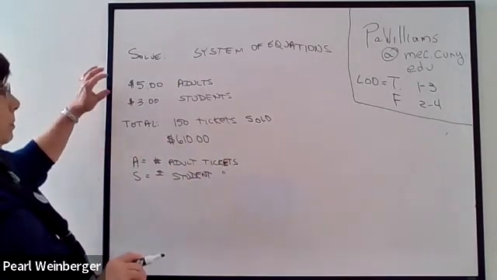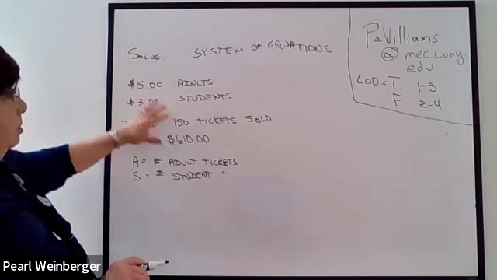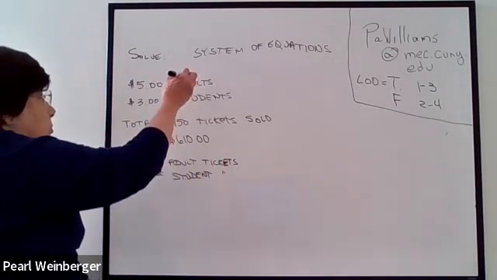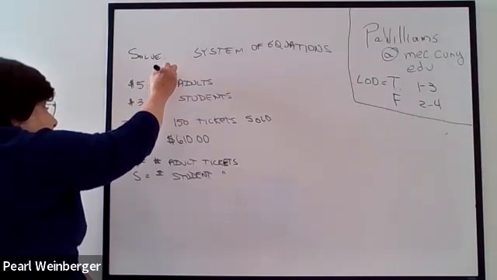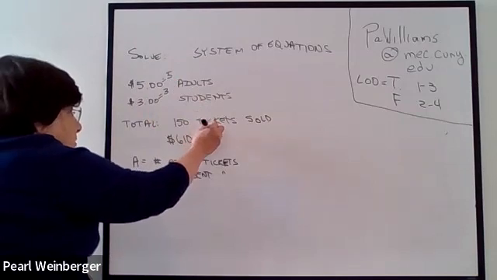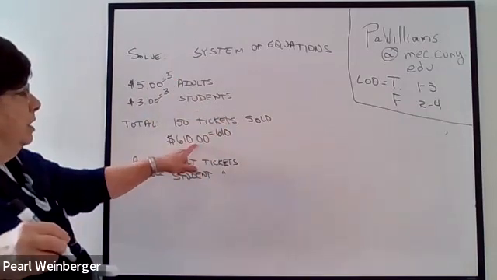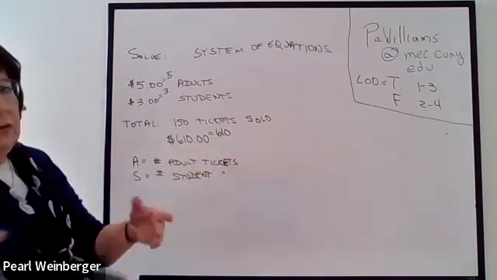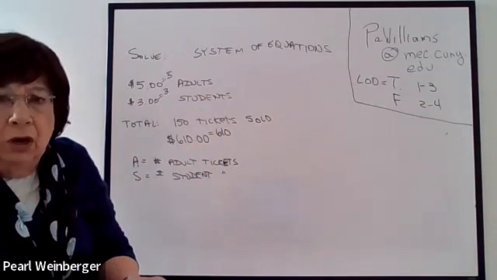Okay. Now, since this is all in dollars, I'm just going to call this $5 and this $3 and this $610. In other words, we really don't need that .00 when we're working out the problem. It's just going to make the thing look much more complex.